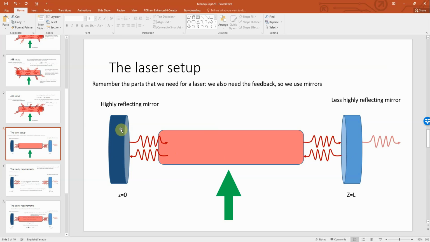So on the left, we have a highly reflecting mirror, and this will be at z equals 0. This cavity has some length z equals L. So the left mirror is at z equals 0, and on the right, we're at z equals L. And this mirror on the right will be slightly less highly reflecting. Okay, so these mirrors allow for feedback.